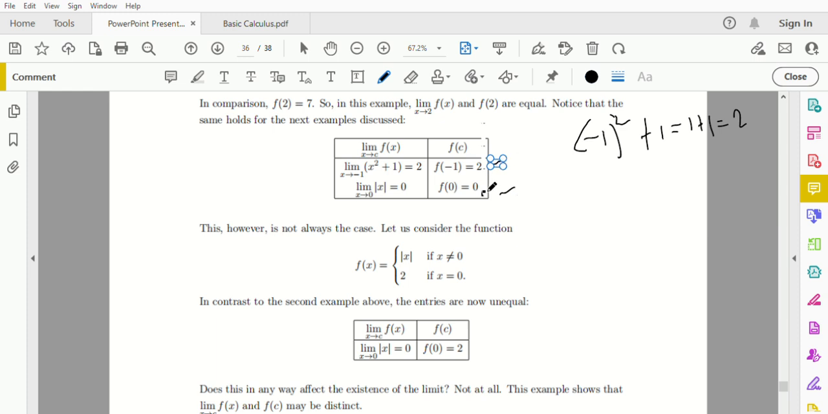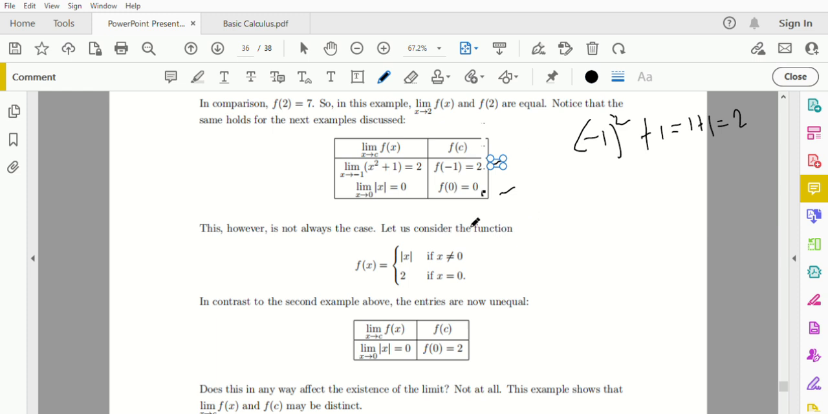Okay, so based on these 3 examples alone, we can say that maybe the limit of the function f of x as x approaches c may be equal to f of c, or just evaluate the function by substituting your value of c. But this is not always the case.